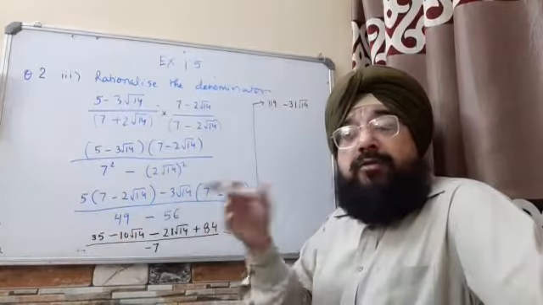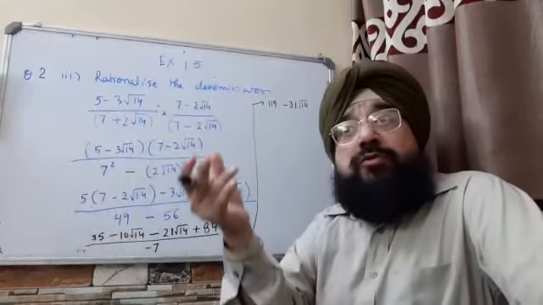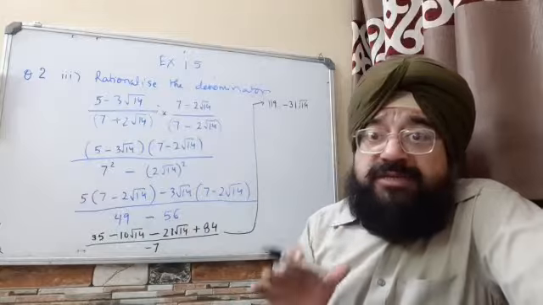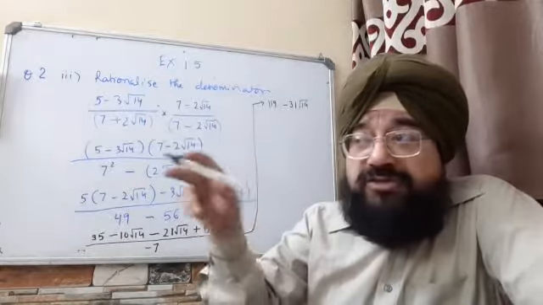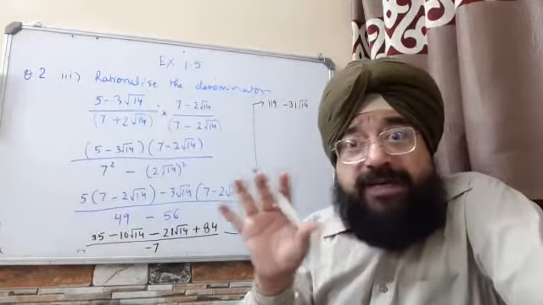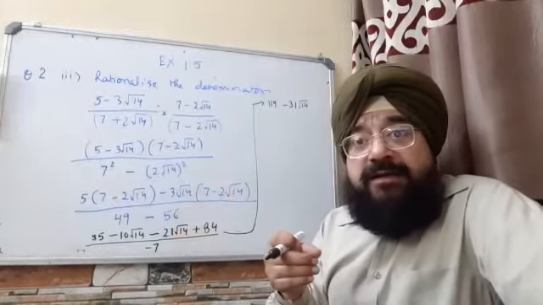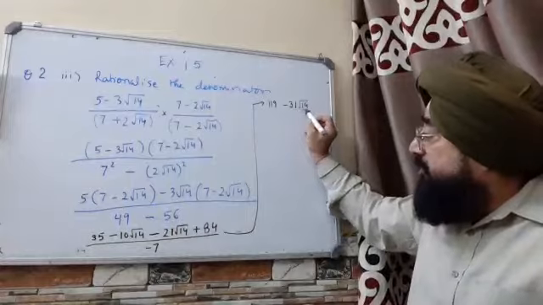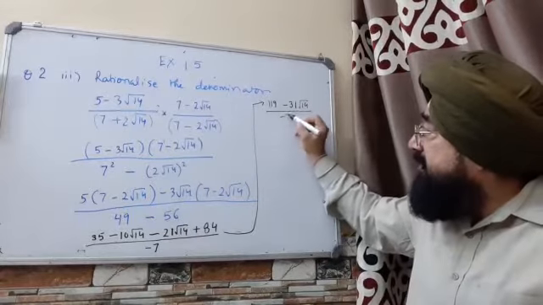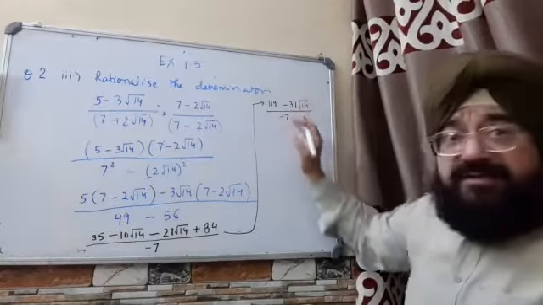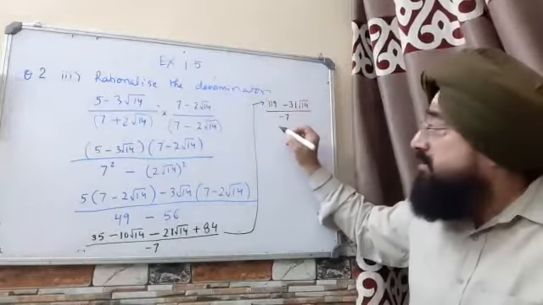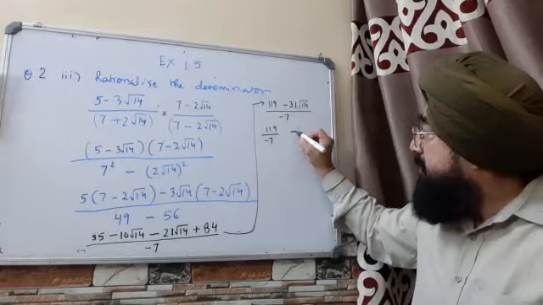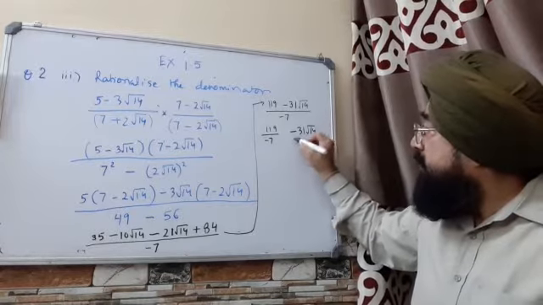Isn't it? If we have 2 rupees and someone gives us 3 rupees more, how many rupees will I have? 2 plus 3, that is 5 rupees, and not 5 rupees square. So when you add, root 14 does not become square, it remains root 14. Therefore minus 31 root 14 over minus 7. And now this minus 7 goes behind each: 119 over minus 7 and minus 31 root 14 over minus 7.